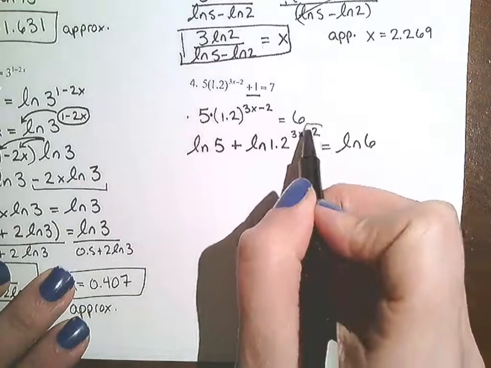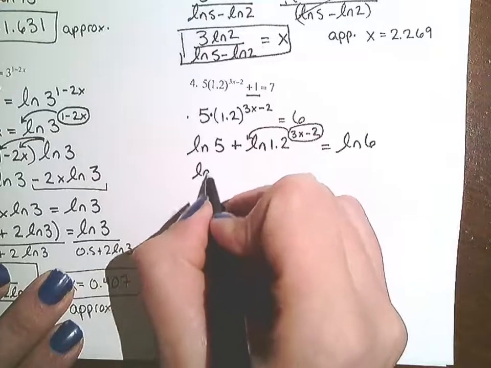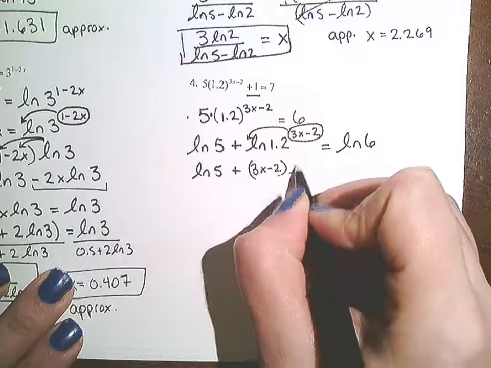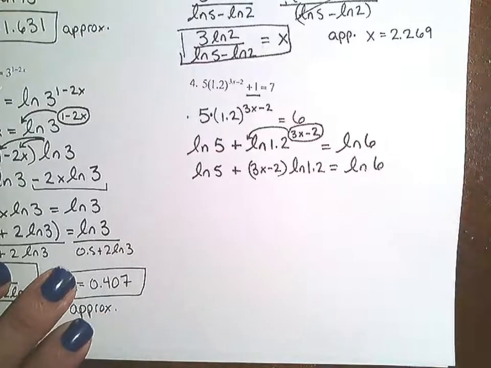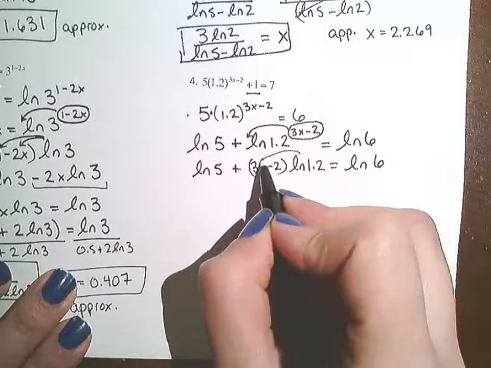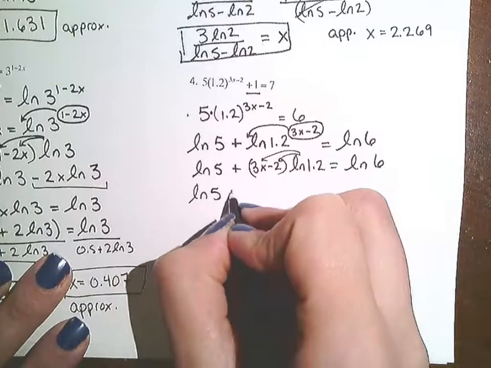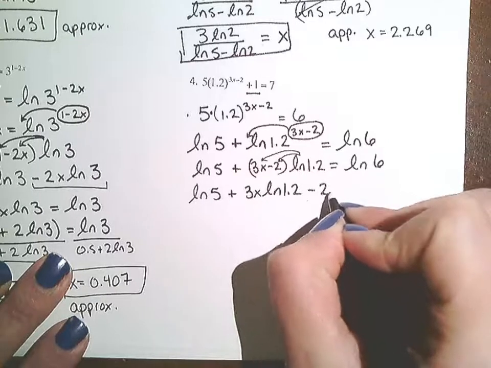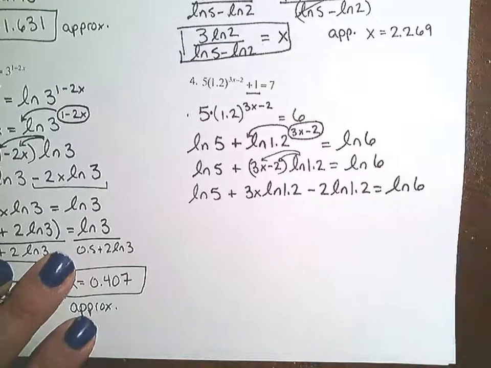And now I can use the power property and bring this down. So this becomes ln of 5 plus 3x minus 2 times ln of 1.2 equals ln of 6. Again, same rule. Distribute that ln of 1.2 to both of these guys. So ln of 5 plus 3x ln of 1.2 minus 2 ln of 1.2 equals ln of 6.